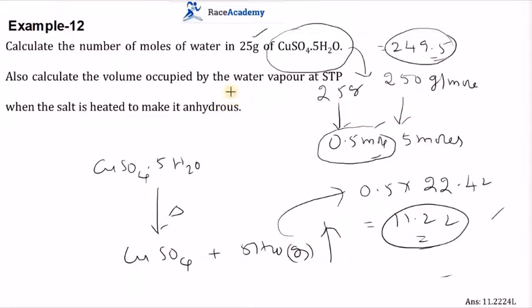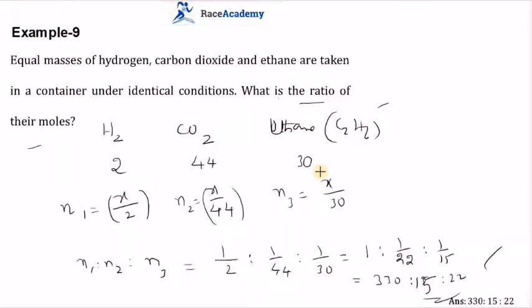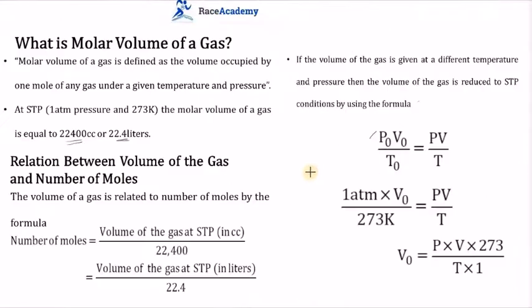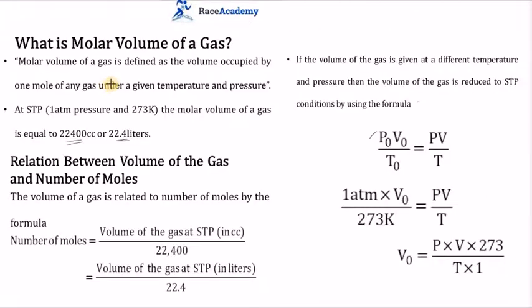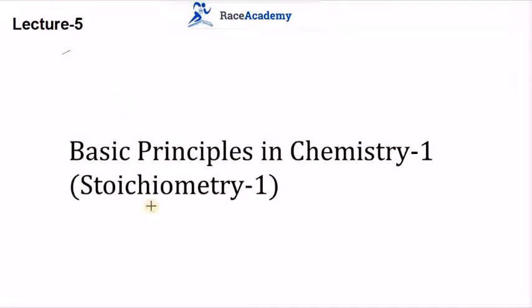This is the actual volume which is occupied by the water vapor at STP when the salt is heated to make it anhydrous. So this is the answer for this problem. Okay, hope you understand this calculation. These are the calculations we have discussed in our present class, and we started this lecture with all this information, molar mass and number of moles calculation.